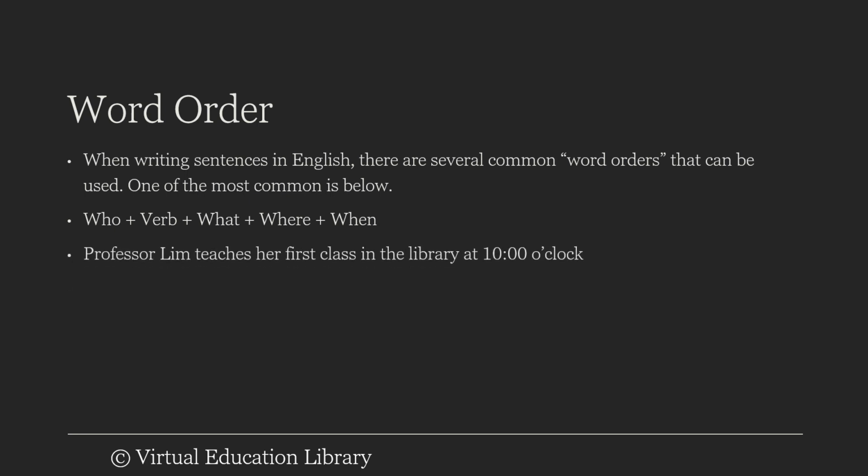Here is an example of the sentence: Professor Lim teaches her first class in the library at 10 o'clock. So who is Professor Lim, and teaches is a verb. What, her first class, teaches her first class, where, in the library, and when, at 10 o'clock. So this is how words should be ordered when you are writing.